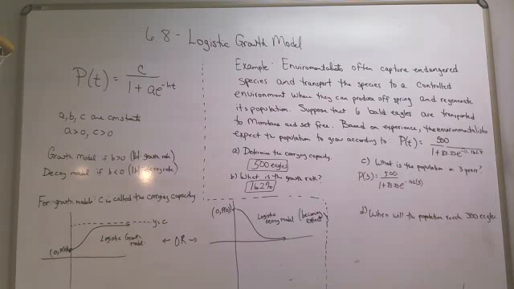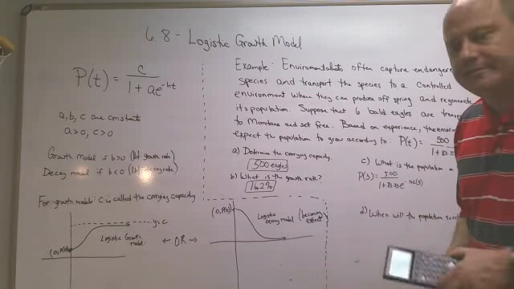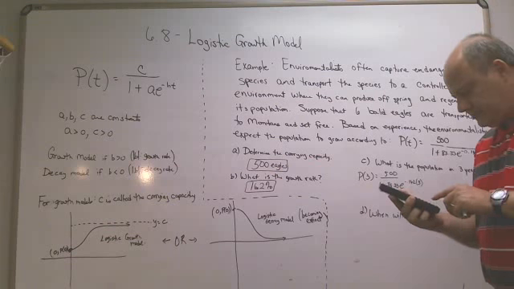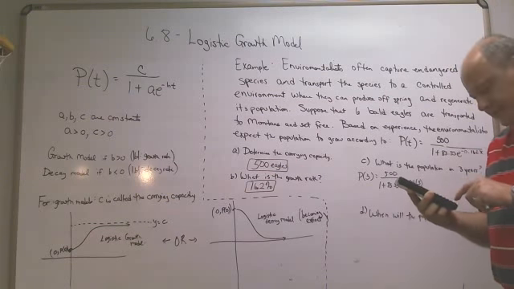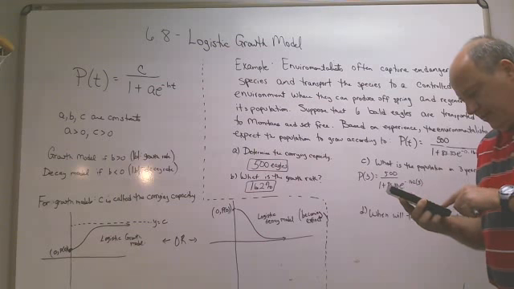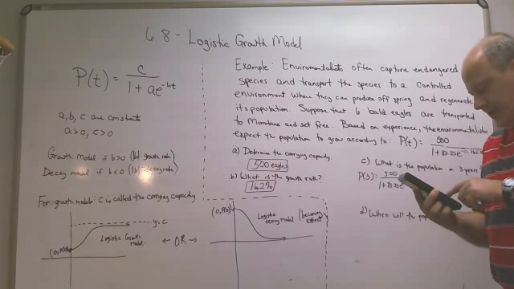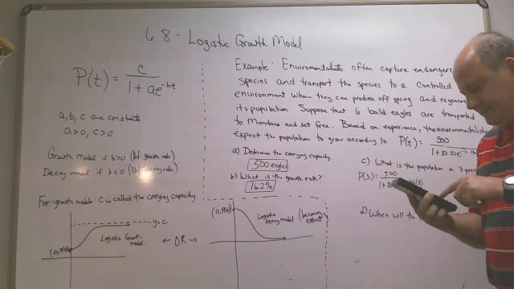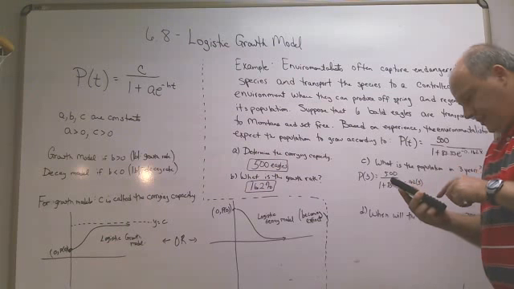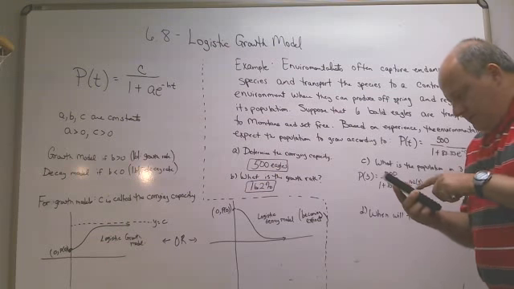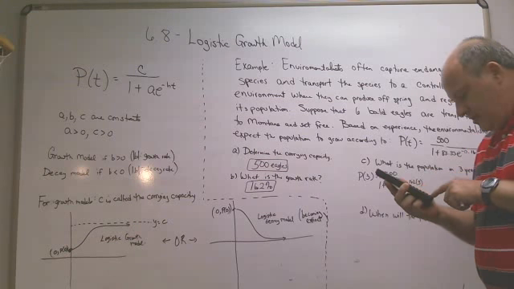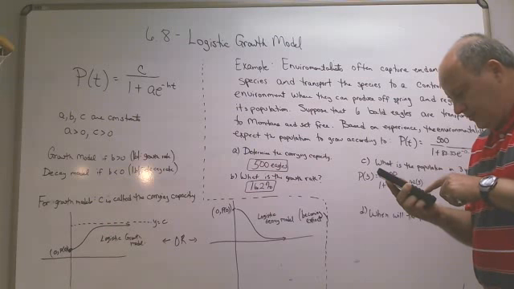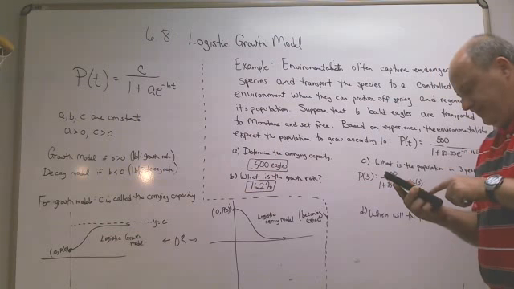All right, so I need my calculator for that, and see what I get. So it's 500 divided by parentheses 1 plus 83.33 times e raised to the negative 0.162 times 3.